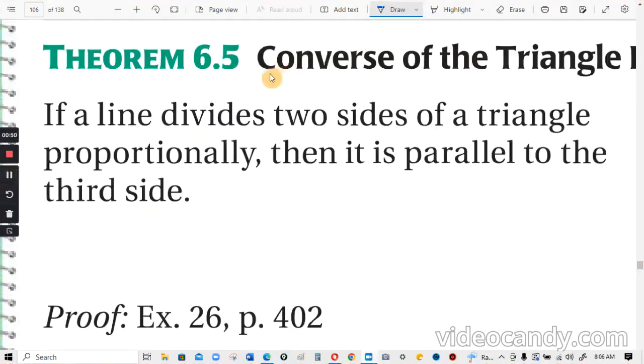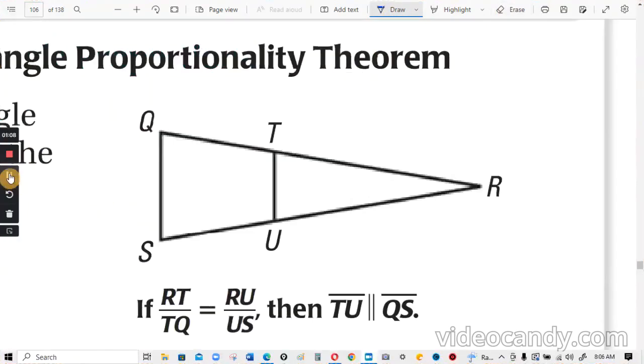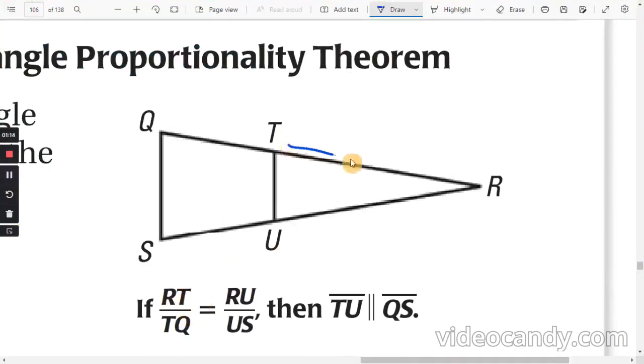All right, and the converse of that theorem, the converse just means you reverse the if and the then statement. You reverse the first and second parts of the theorem. So it's almost the opposite. If a line divides two sides of a triangle proportionally, then it is parallel to the third side. So they're saying if RT divided by TQ, that is this divided by that, equals RU over US, this divided by that, then those two lines are parallel. So TU is going to be parallel to QS.